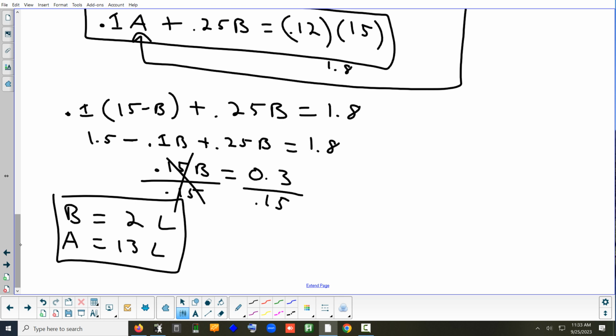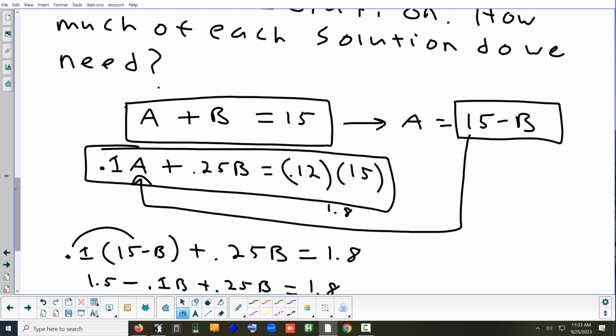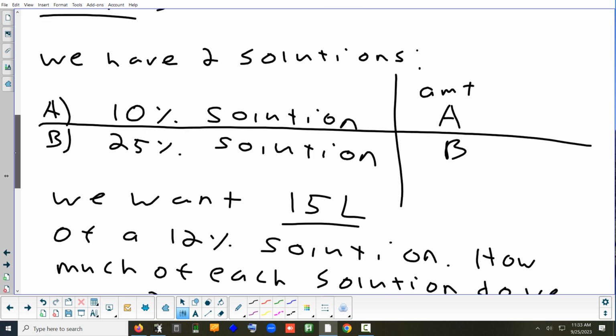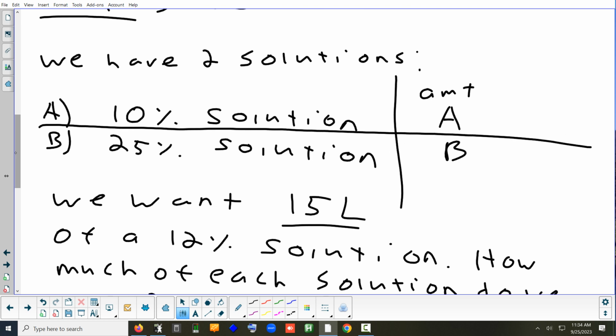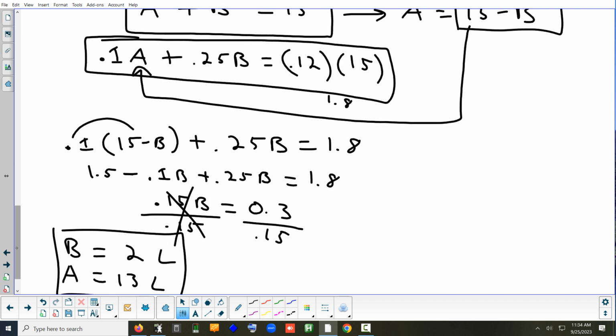Quick question. Where did you get 0.1 and 0.5? The negative 0.1 comes from distributing negative 0.1 times 15. Right, where did you get the 0.1 in the first place? 0.1, that's the concentration of solution A, 10%. And the concentration of solution B, 25%. Other questions on that? Okay, so that's all linear.